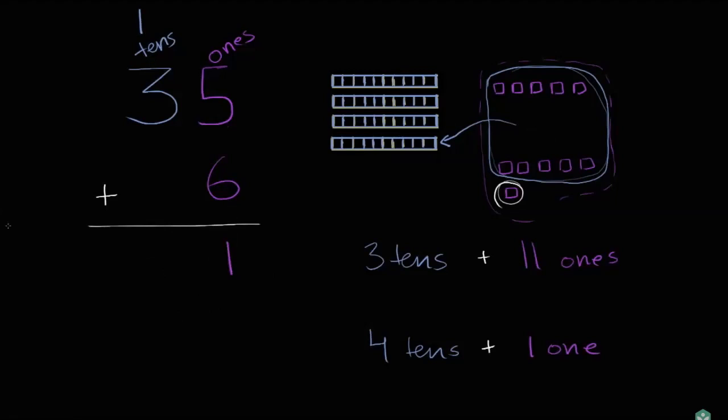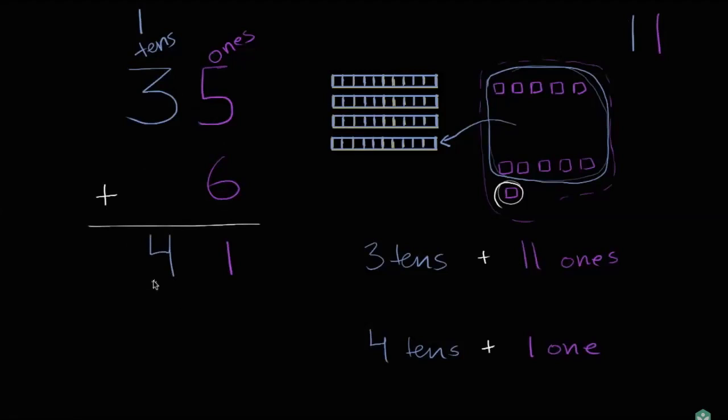And in fact, the number 11 right over here has a one in the tens place and a one in the ones place. So it's 1 ten plus 1 one. So you're just saying that 5 plus 6 is 11, which is the same thing as 1 ten and 1 one. And then you add your tens together. 1 ten plus another three tens is going to be four tens.